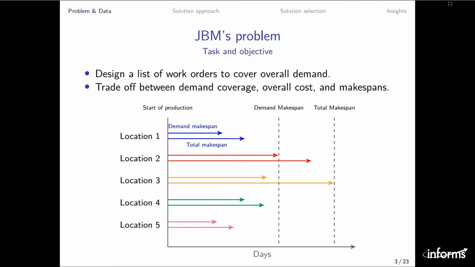In this work, we define 2 classes of makespan: the demand makespan and the total makespan. Demand makespan is the time at which the last location finishes producing jelly beans to cover its local demand, as we see in this example where location 2 defines it. On the other hand, total makespan is the time at which the last plant finishes producing all of its RMI, which in the example is defined by location 3. We will refer to this problem as the JBM's problem.